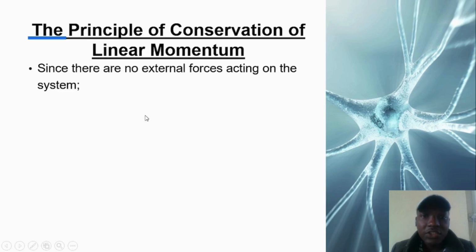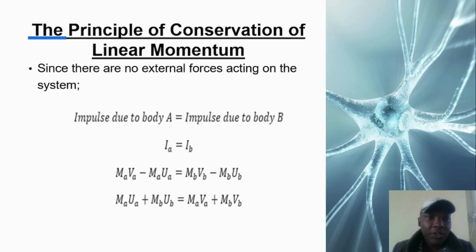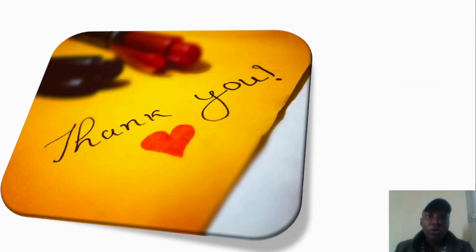Since there are no external forces acting on the system, as we've talked about in this principle, the impulse due to body A is equal to the impulse due to body B. So IA is equal to IB, so mA vA minus mA uA is equal to mB vB minus mB uB. Finally, you can say that mA uA plus mB uB equals mA vA plus mB vB. That is what we call the principle of conservation of linear momentum.